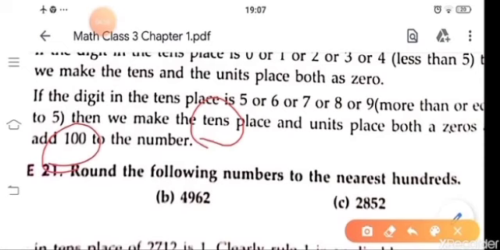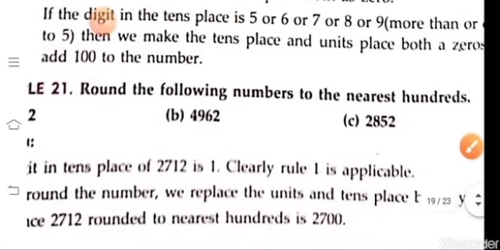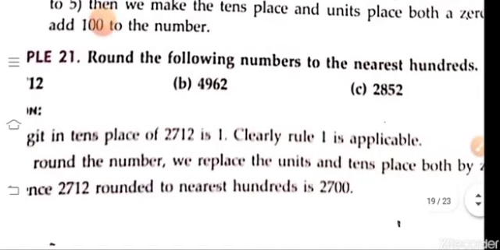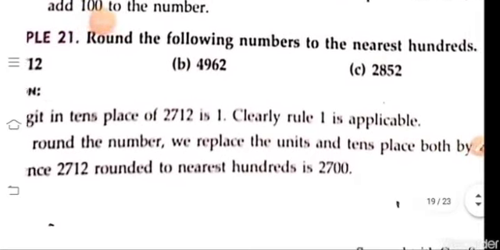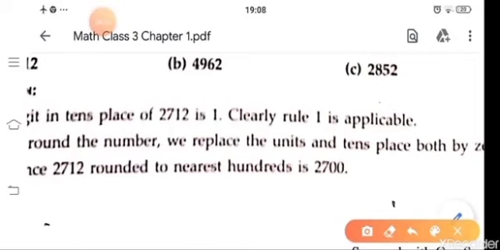For example, children, let's see how we round off this number to the nearest 100. The number is 2712. At the tens place you can see 1 is written here, and at the ones place 2 is written here. So what do we do?